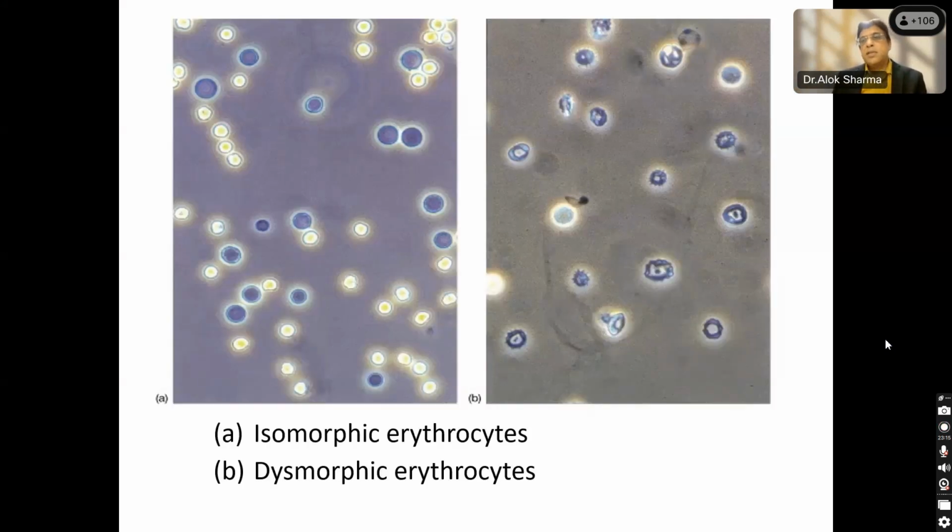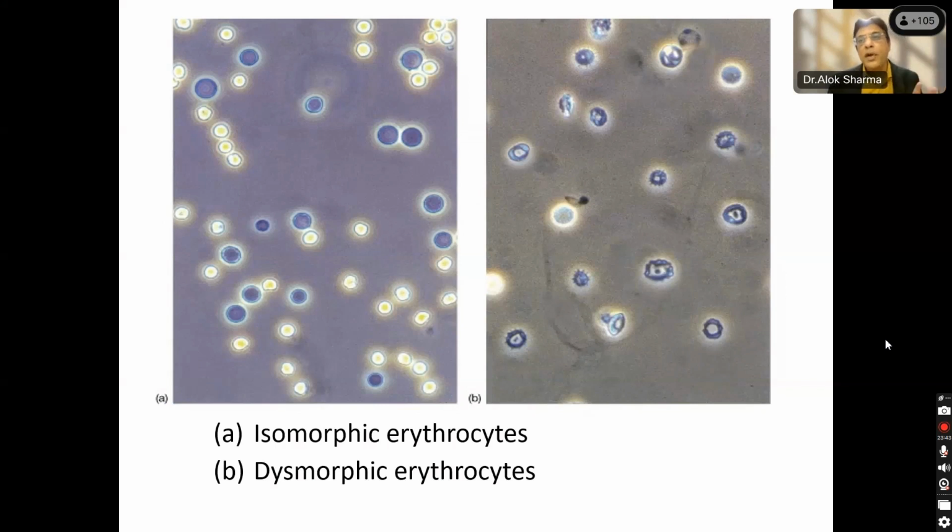This is a picture which you will readily be able to identify. On the left side of the screen, there are cells with RBCs. This is phase contrast. Of course, you can see that halo around those RBCs. This is phase contrast microscopy. Most of the cells appear roundish, the RBCs. So these are isomorphic erythrocytes. Whereas if you pay attention on the right side, many of them have spicules, irregular margins, and other features. These are dysmorphic RBCs.